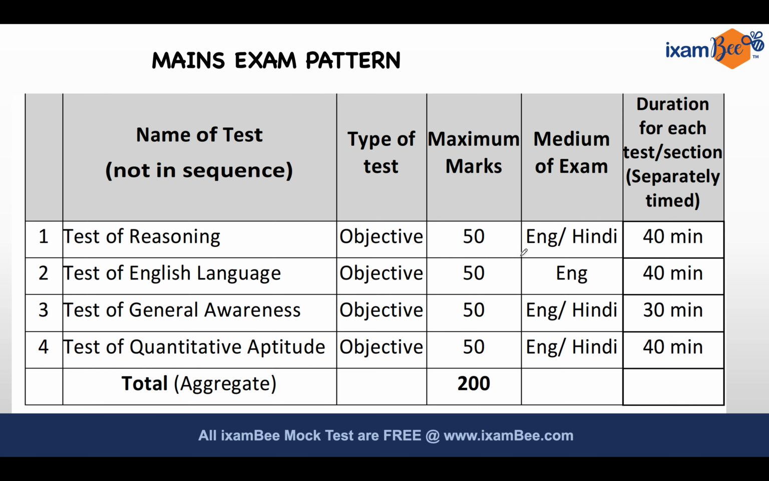On the other hand, in the mains exam pattern, it's again another objective type of English language test, but here the maximum marks is 50 and you need to finish it in 40 minutes. Now once you qualify prelims, you get to sit for your mains exam. Now, what is the difference between the prelims English language test and the mains English language test?